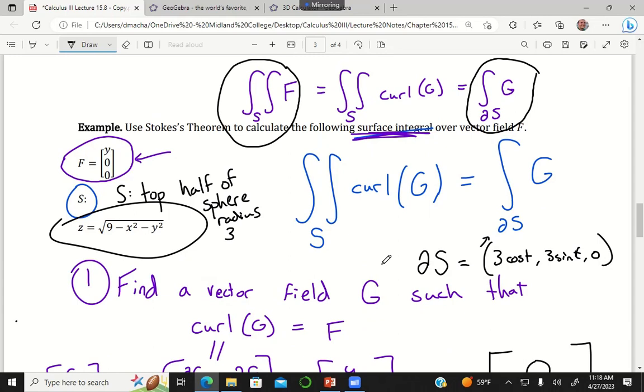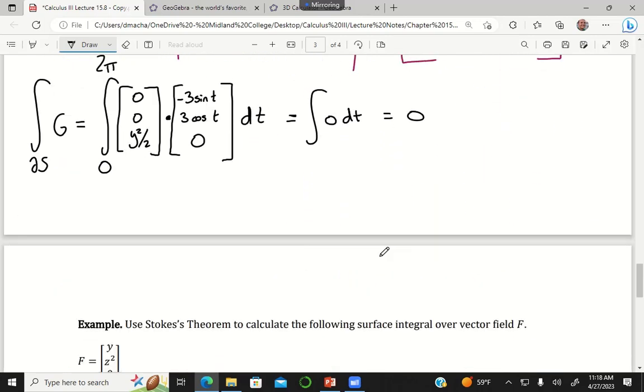So if you had a question that said, verify Stokes' theorem, what you could then do is you could also take the surface integral of the vector field y, 0, 0 over this whole surface. You would just have to find a way to parameterize it. That's not too difficult. It's definitely more difficult than this, though.